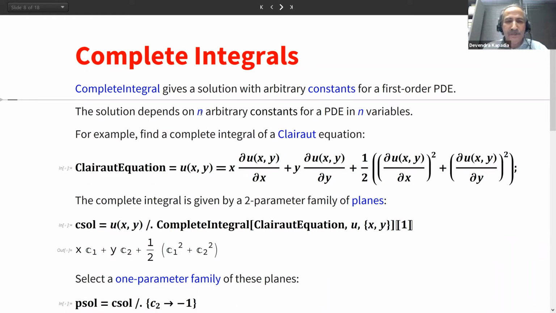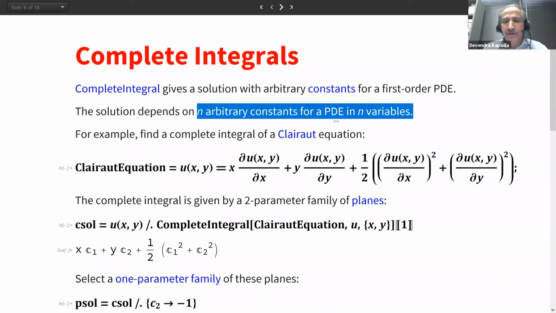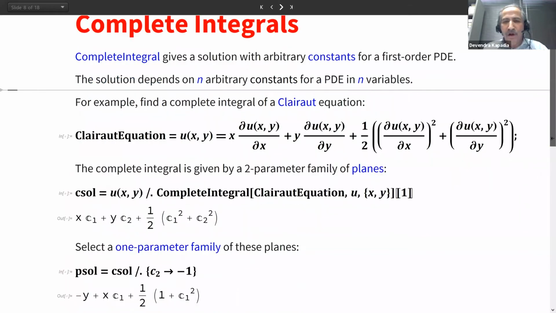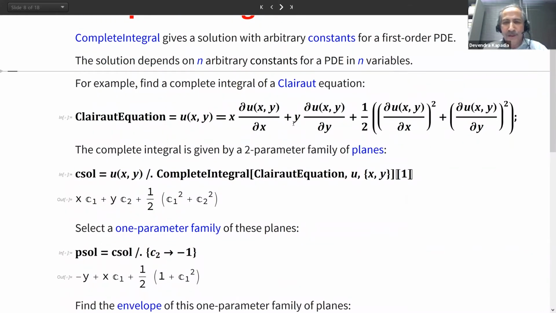And this solution depends upon n arbitrary constants for a PDE in n variables. So here's an example of the so-called Clairaut equation. The Clairaut equation looks dreadfully complicated, but the solution given by this new function is wonderfully simple. It's a bit like projective geometry, where you actually see that the dual answer is very, very simple. So starting from this solution, which depends upon 2 parameters, C1 and C2.